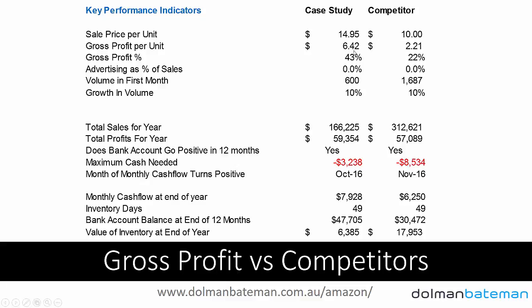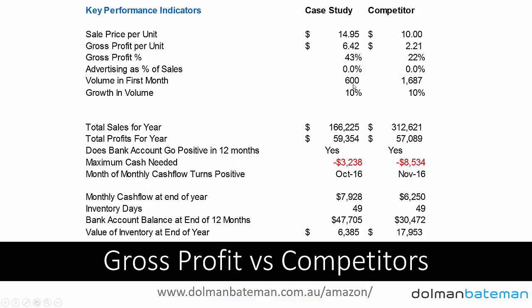And here I wanted to look at what the cash flow effect was. So this is the key performance indicators, or KPIs, that we get from that spreadsheet. So the gross profit rate of 43% compared to a gross profit rate of 22%. I just haven't included anything on advertising here for the moment.